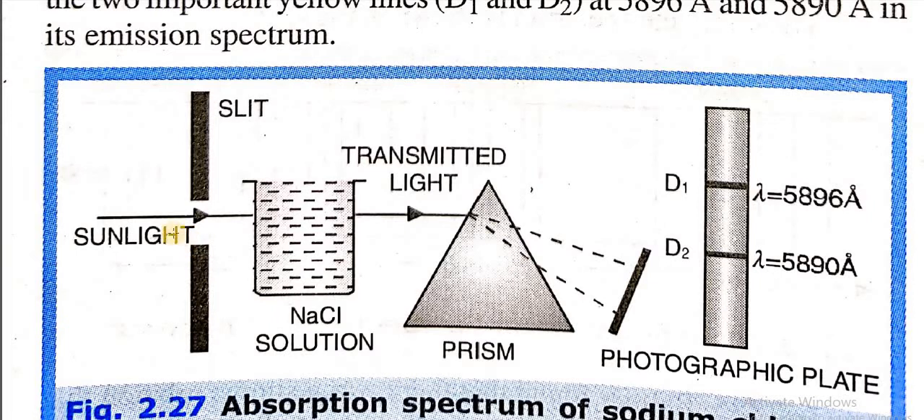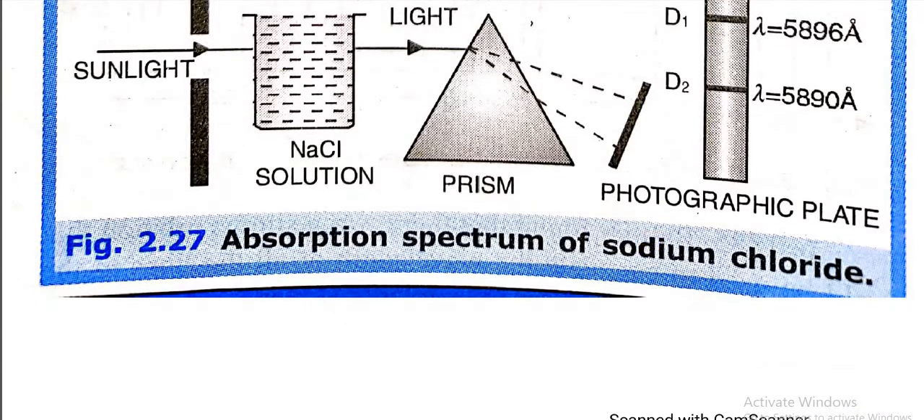Say for example, sunlight, when it is allowed to pass through a sodium chloride solution, and the transmitted light is made to fall on the prism, you find that it will give you two dark lines like this, which is an absorption spectrum.